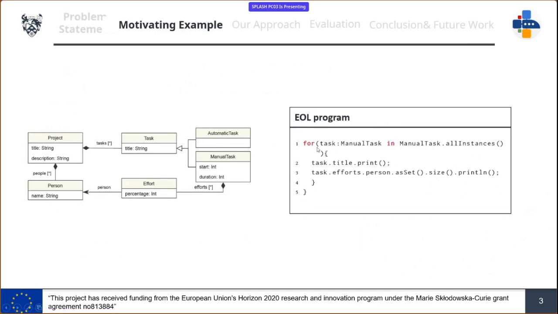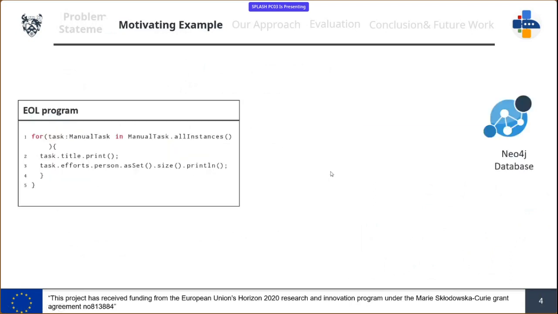In this program, which is a simple program, we go through all instances of manual task in the model, first print the title of the task, and then see how many people are making effort to complete this task, right? So it's a very simple program. But if the model is stored in a database, how does the lazy strategy work here?